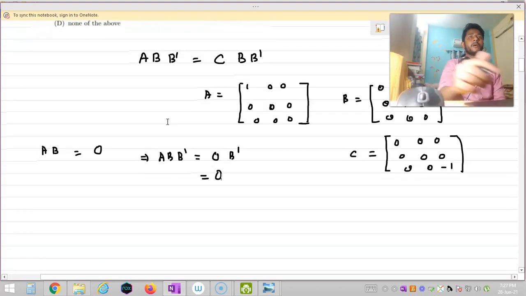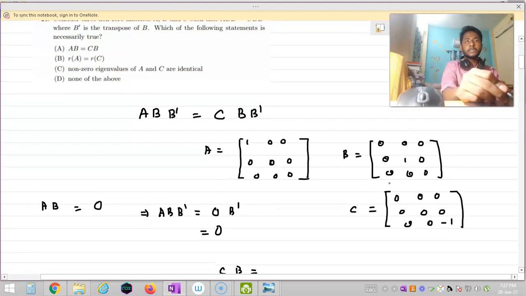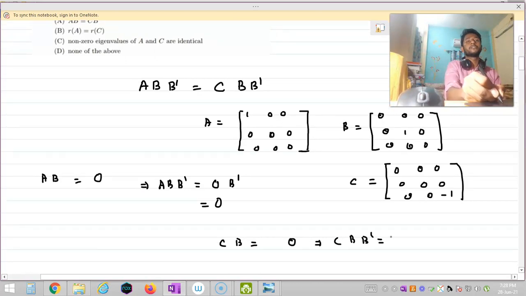Now what is CB? Again, if you multiply each row with each column, you will get 0. So CB is equal to 0. And hence I can say that C B B' is also 0.